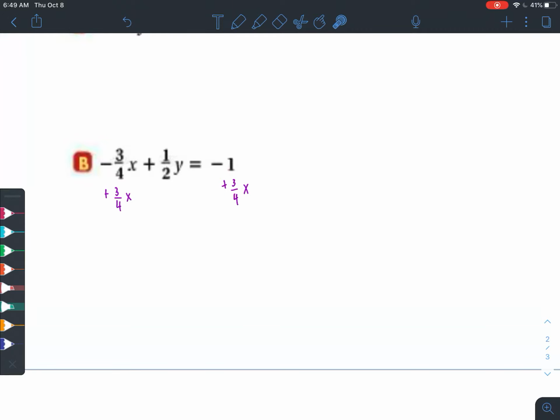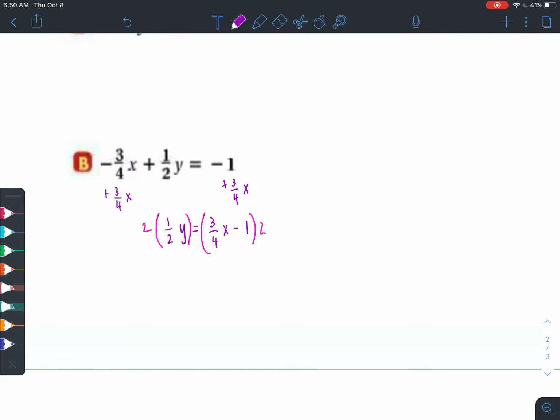I can't combine these like terms because they're not like terms, they don't both have x. So we've got 1/2 y equals 3/4 x minus 1. Then I have 1/2. To undo 1/2, I divide by 1/2, or I can multiply by 2, and I have to multiply both entire sides by 2. I'm going to do that in a different color so it's a little less confusing. Multiply by 2.